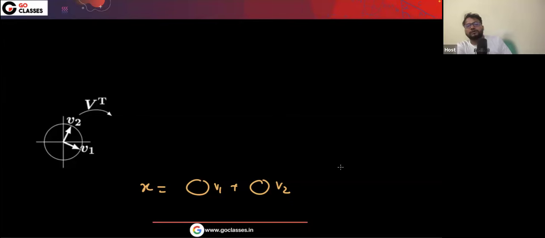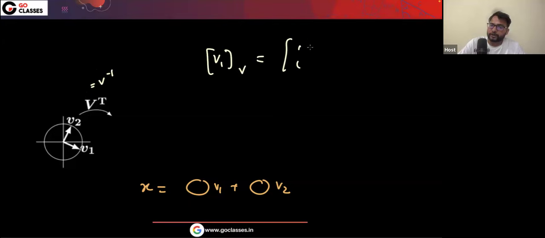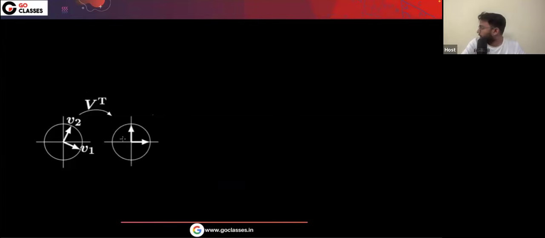If you multiply with v transpose, as you know, v transpose and v inverse are the same here. So this multiplication is basically converting these vectors to the basis of v. With respect to the basis of v, what is this coordinate? 1, 0, right? These will be the standard basis. So if you multiply v1 and v2 with v transpose, you will get e1 or 1, 0 and 0, 1.